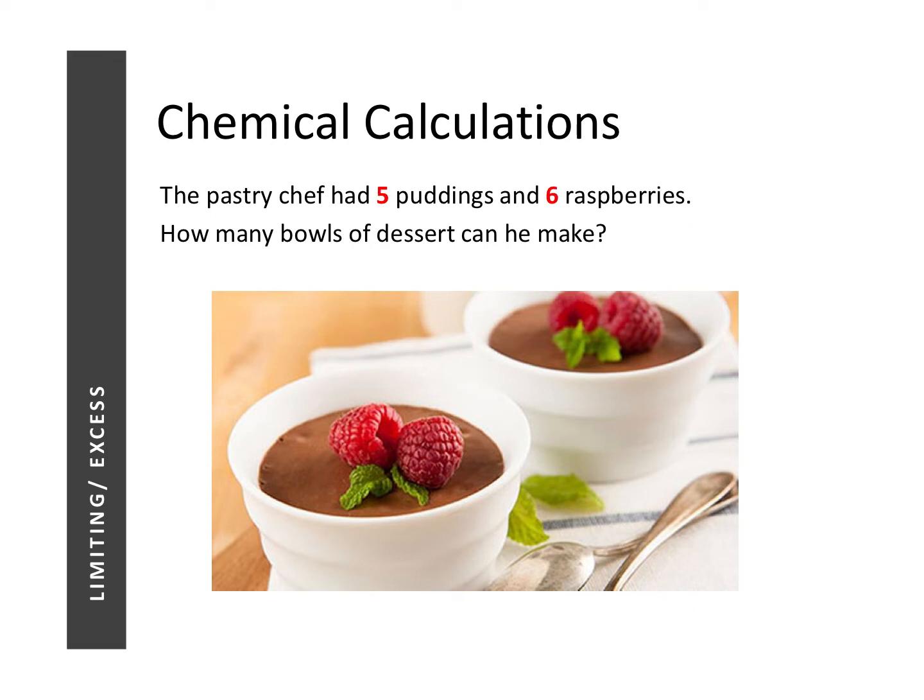So in the third scenario, we have 5 puddings and 6 raspberries. Earlier we didn't have enough puddings, so now we have more puddings. So how many bowls of dessert can we make? Again, it is 3 bowls. Despite having more puddings, now we don't have enough raspberries to make more than 3 bowls of dessert.